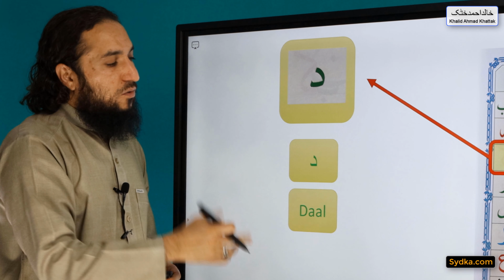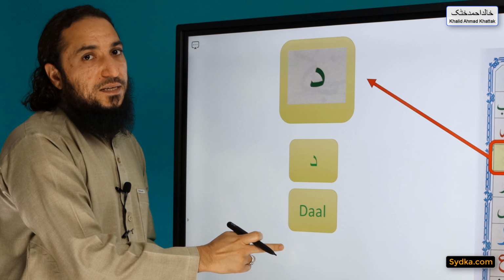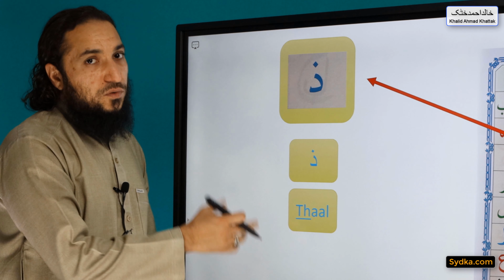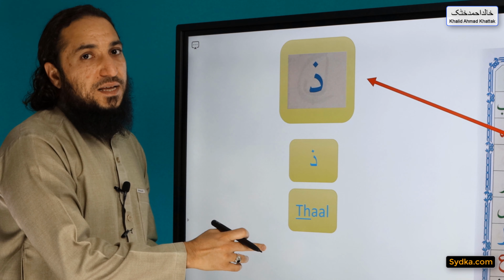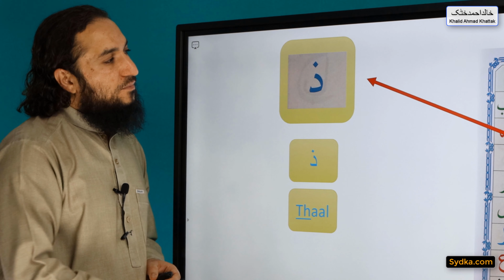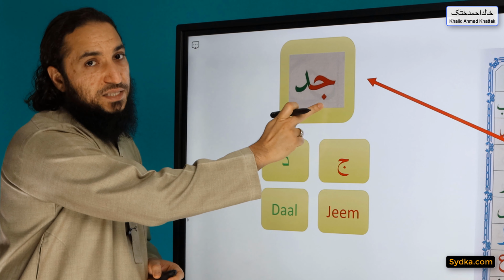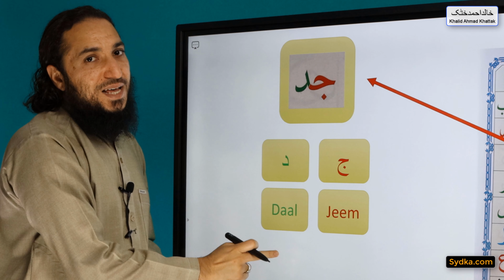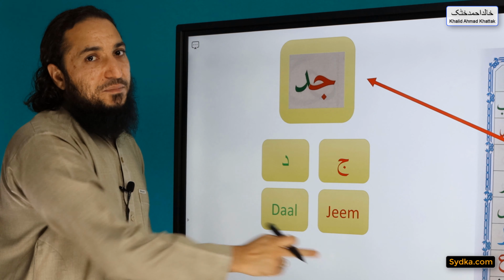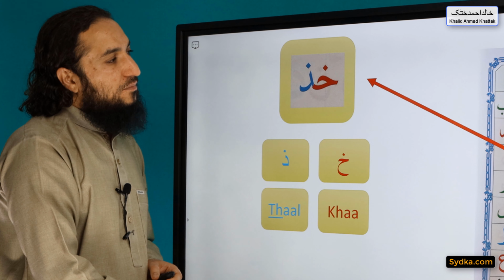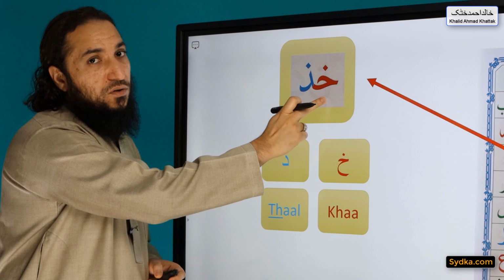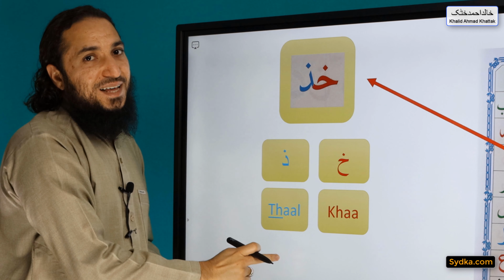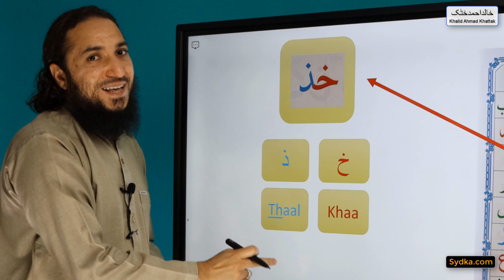That's Dal on its own. Dal. The first letter is Jim, the second one is Dal. Jim Dal. The first letter is Kha, the second one is Dal. Kha Dal.